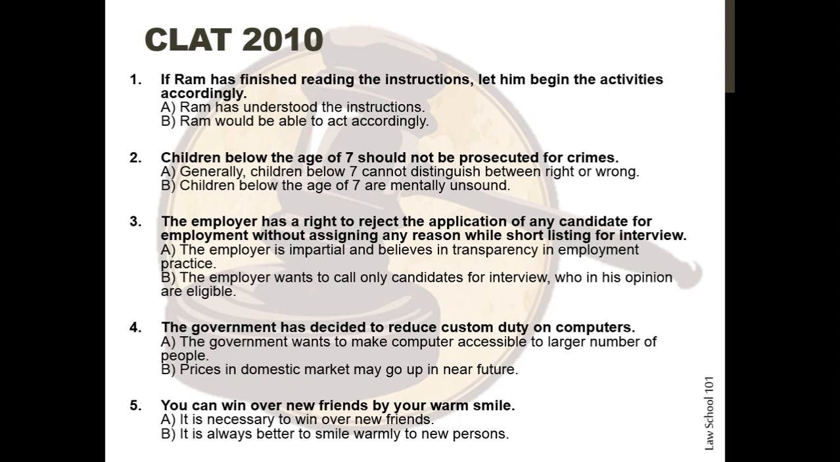Because if you're saying that you can win over new friends by your warm smile, and if someone says that no, I don't care about winning over new friends, then your entire statement would fall down. So you'll have to assume that it is necessary to win over new friends.